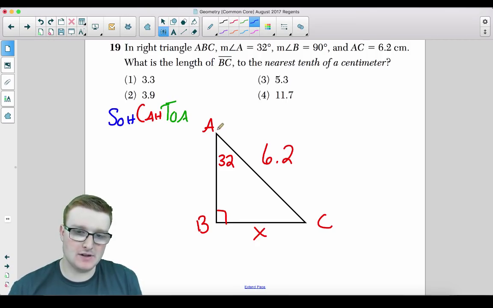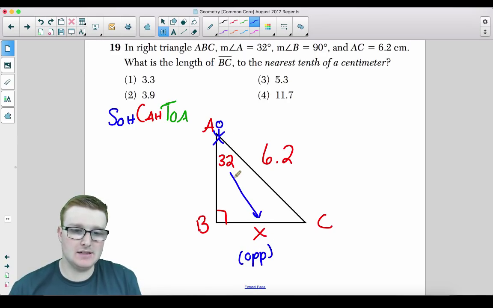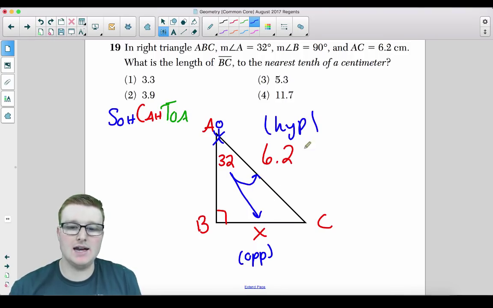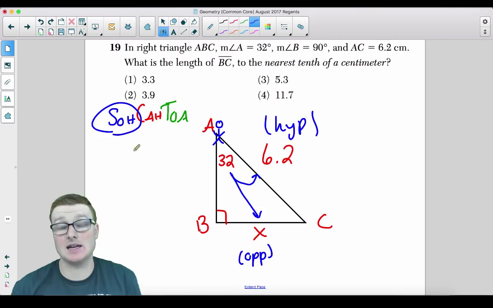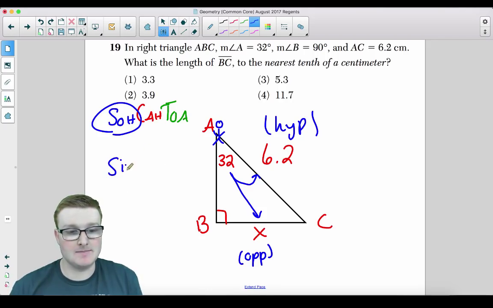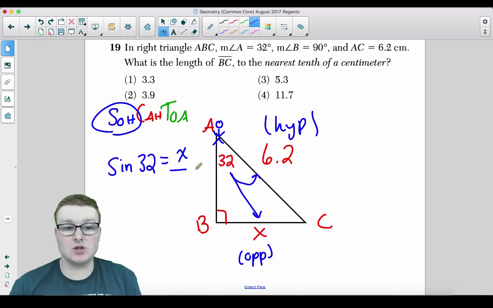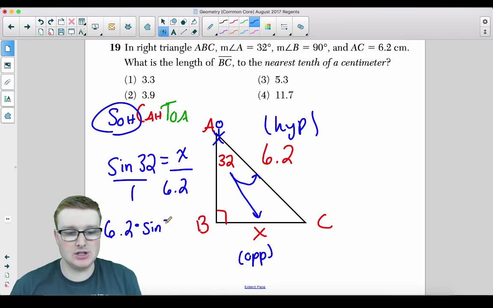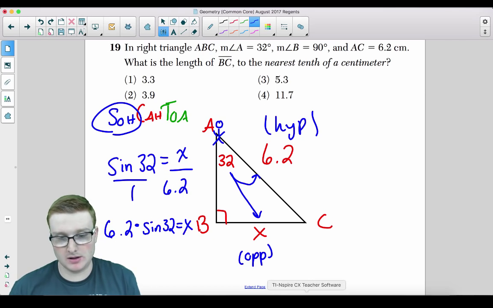So this is my reference angle. Again, here's your little stick figure. Here's Pablo. This is your opposite side. And this is your hypotenuse. Well, we have an O and an H. We're using sine. So the sine of 32 degrees is equal to the opposite side, which is X, over the hypotenuse, which is 6.2. From here, you just cross multiply and solve. So it's 6.2 times the sine of 32 equals X. Let's go ahead and plug that into our calculator.